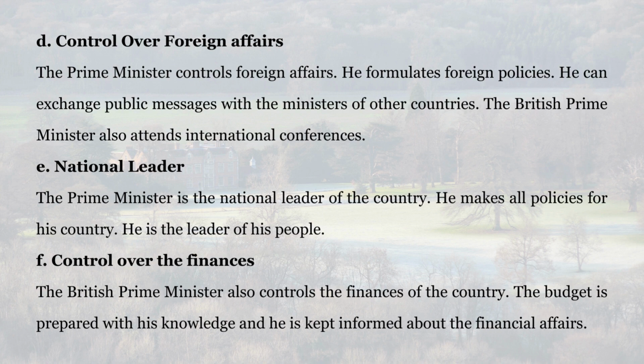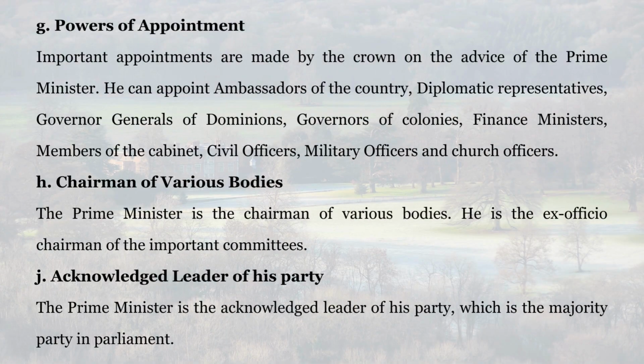F. Control over the finances. The British Prime Minister also controls the finances of the country. The budget is prepared with his knowledge and he is kept informed about the financial affairs. G. Powers of appointment. Important appointments are made by the Crown on the advice of the Prime Minister. He can appoint ambassadors of the country, diplomatic representatives, governor-generals of dominions, governors of colonies, finance ministers, members of the cabinet, civil officers, military officers and church officers.